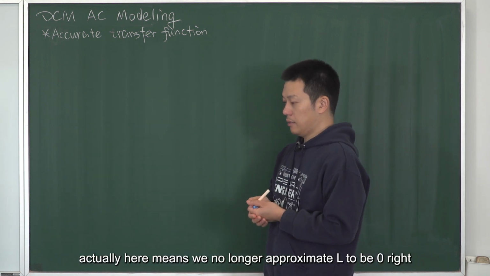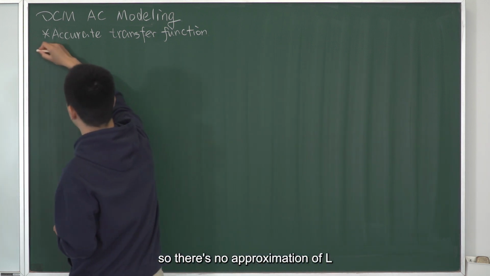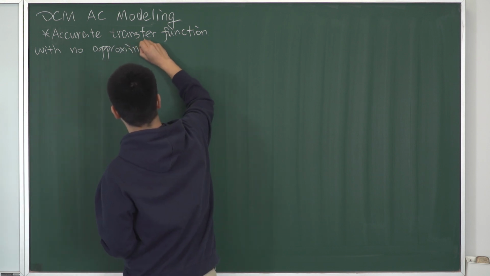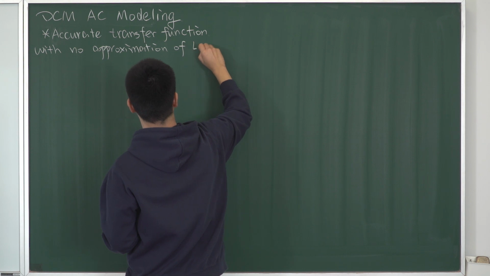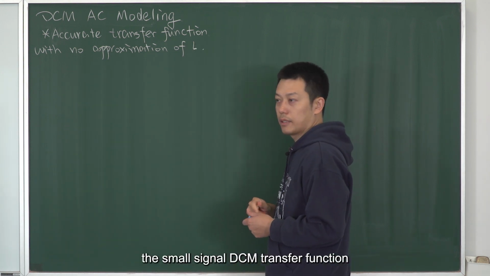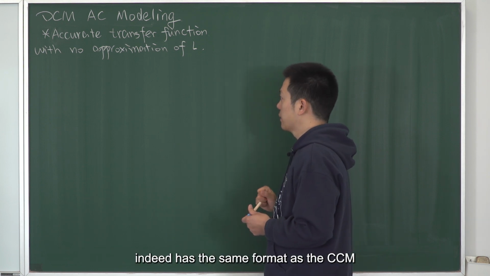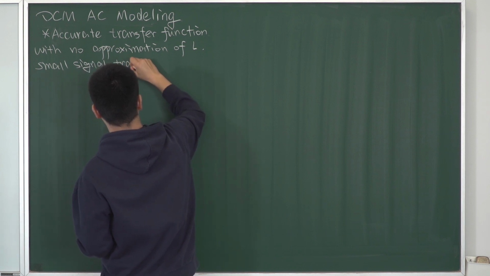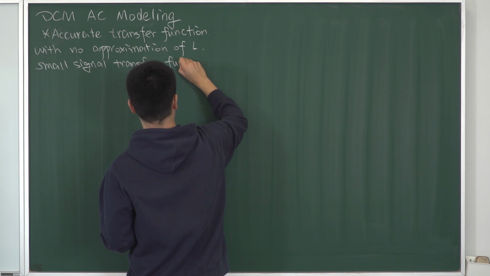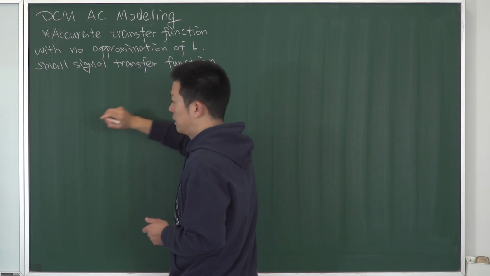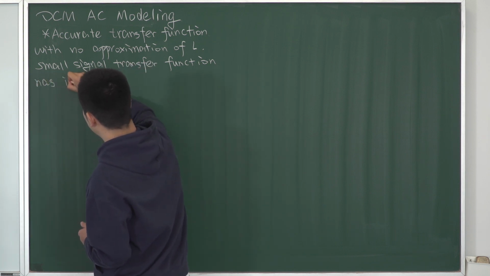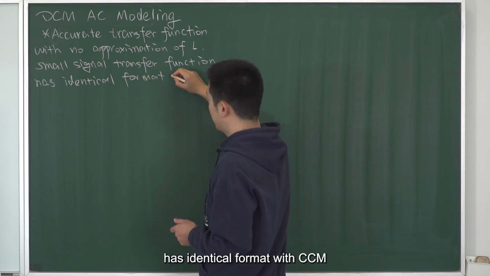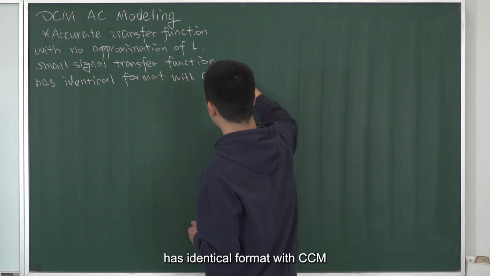Accurate here means we no longer approximate L to be 0, right? So with no approximation of L, the small signal DCM transfer function indeed has an identical format with continuous conduction mode.